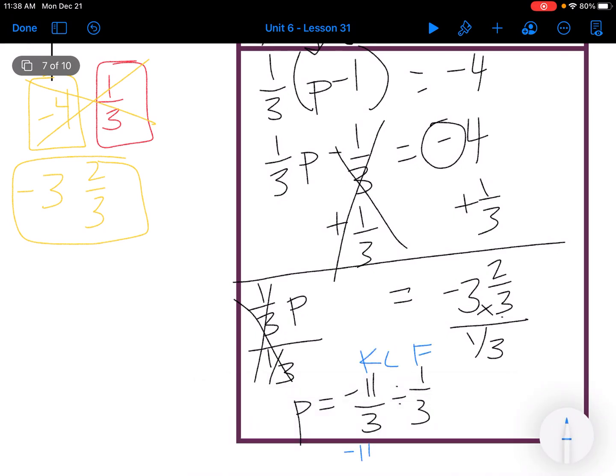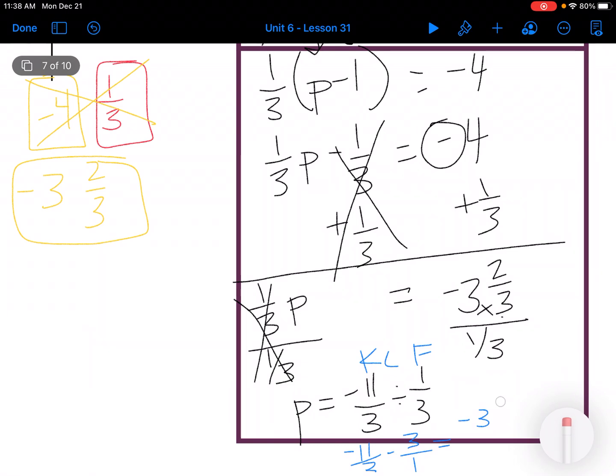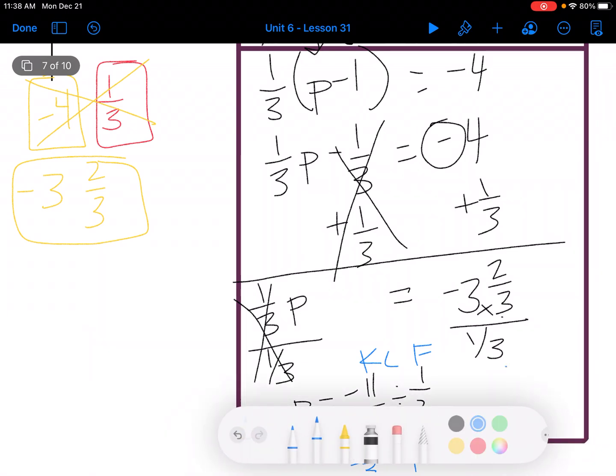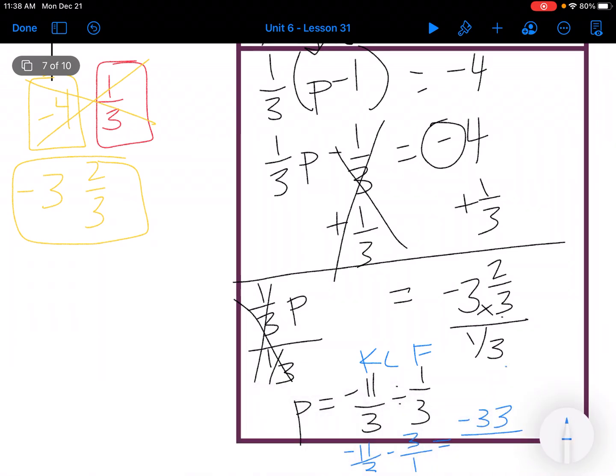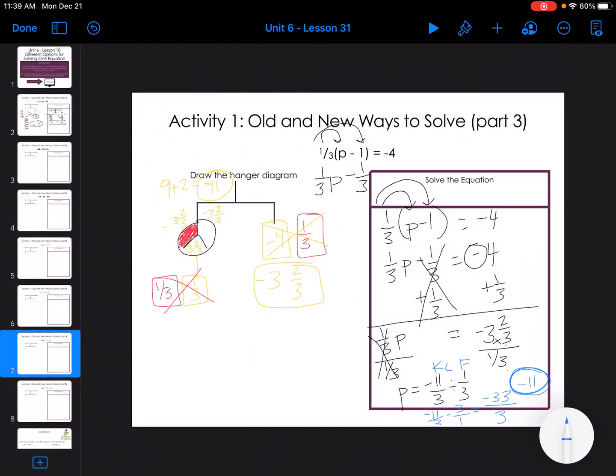And I get negative 11 over 3 times 3 over 1. So negative 33, oops. Negative 33 divided by 3 leaves me with negative 11. All right, last one before the cool down.